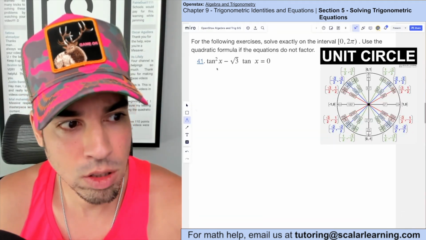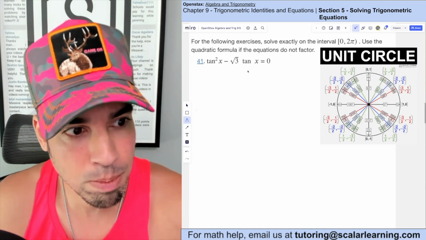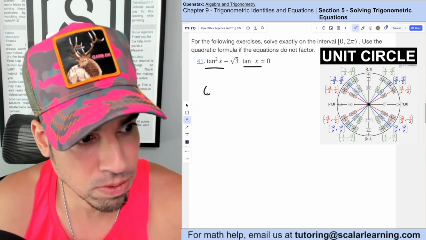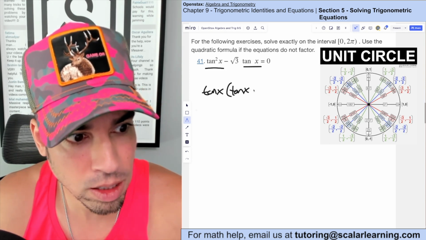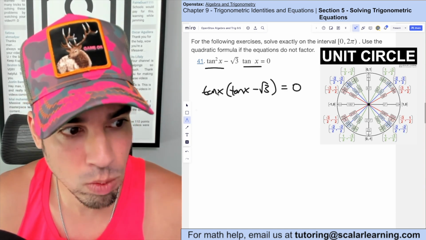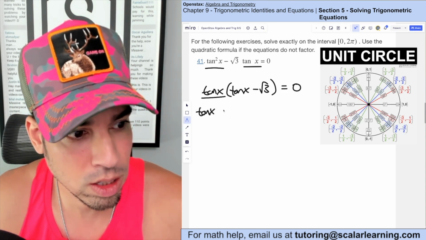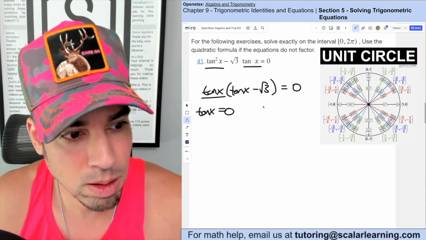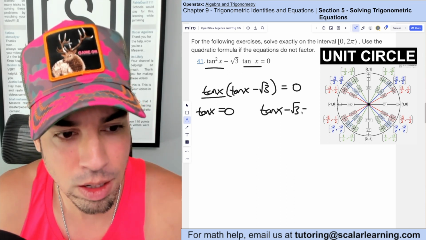So for this one, this looks like a quadratic, so I'm going to factor it and see what we can do with that. So first, they both have a tangent of x, so I'm going to factor that out. So I got tangent of x times tangent of x minus rad 3. And this is all set equal to 0. Now, this is great once I factor, because I can make two separate equations. First, I'm trying to figure out when this argument goes to 0. And then I'm trying to figure out when this second argument, tangent of x minus rad 3, goes to 0.